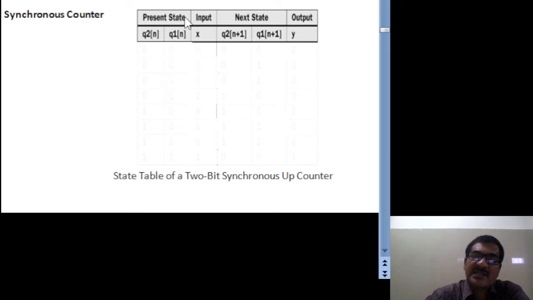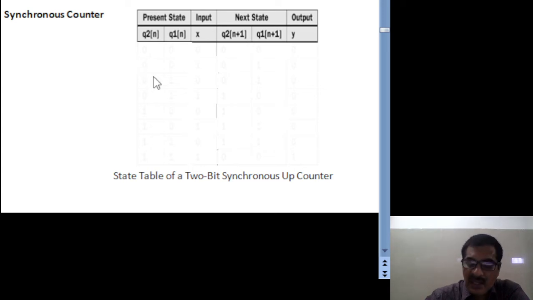Declare present state, input, next state, output. So again, in present and next states we have 2 columns, because it is a 2-bit counter. Okay, so in each state we have 2 bits. Q1 of n, Q2 of n represent the present state bits. Q1 of n plus 1, Q2 of n plus 1 represent the next state bits.